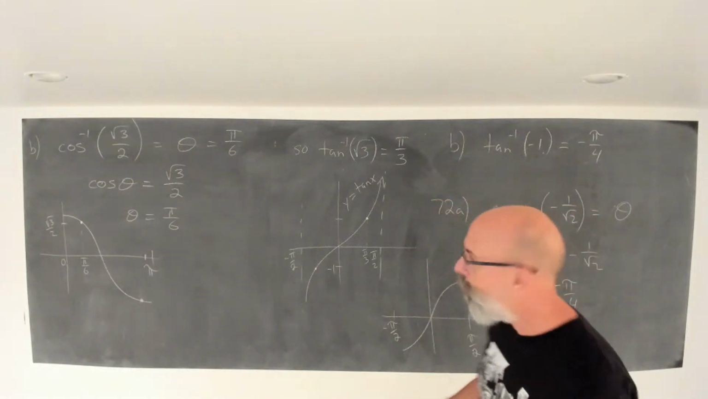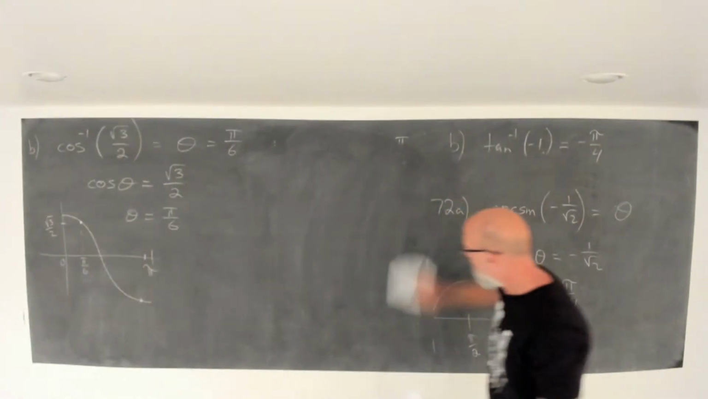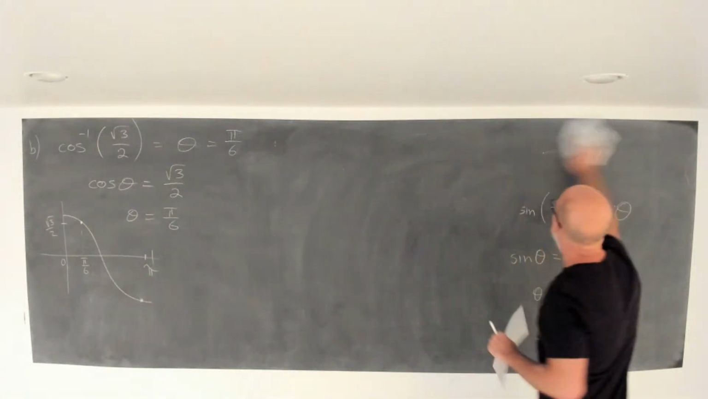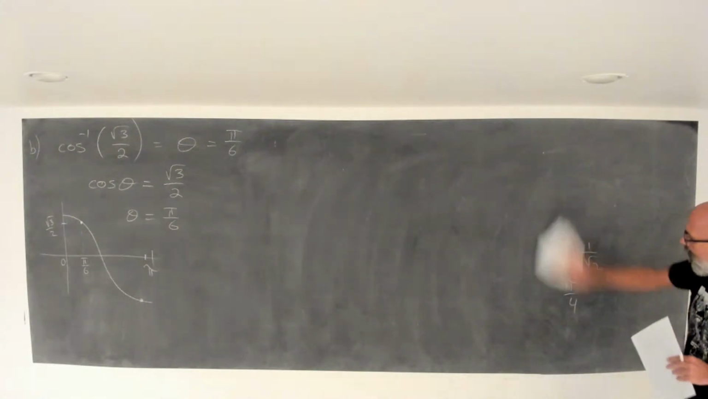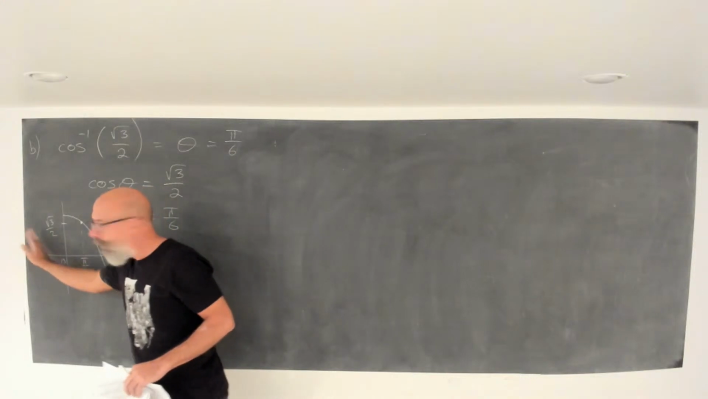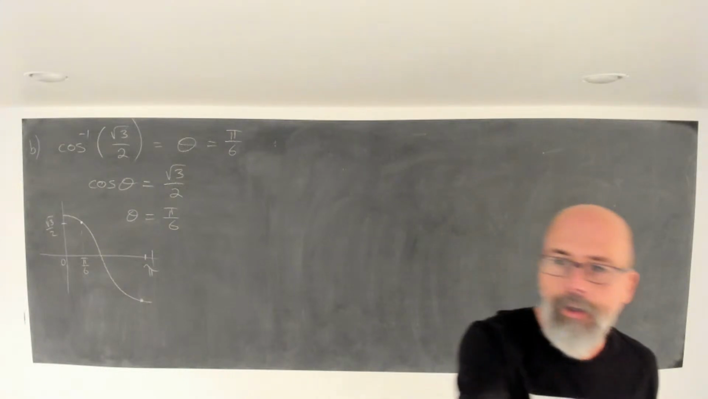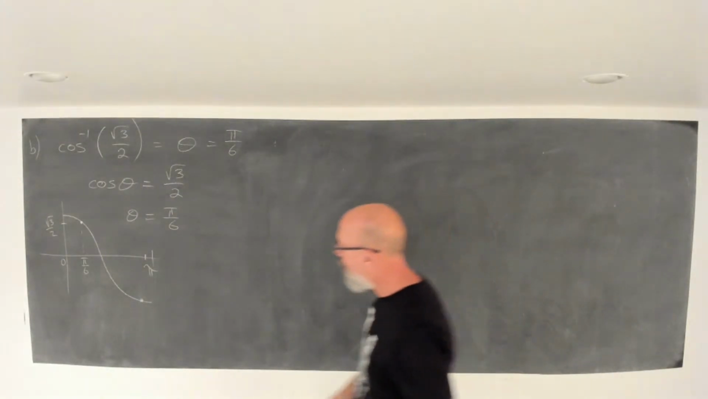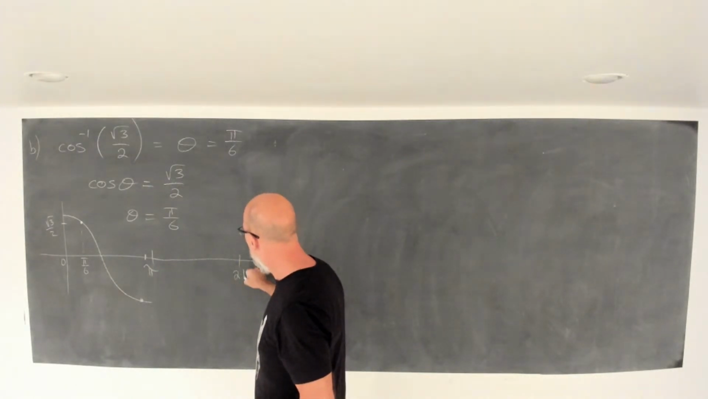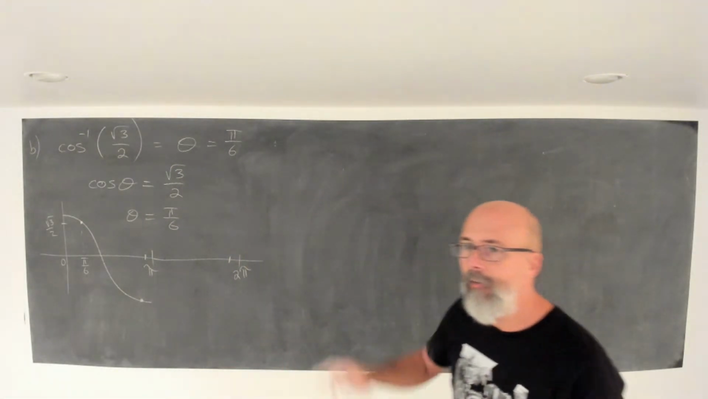Maria, I'm not sure what you're suggesting there. Maybe you meant negative pi over 6, Maria. But again, negative pi over 6 would have been on this side, outside of the domain. And Sean, same answer to you. 11 pi over 6 would be right here, very close to 2 pi, outside of the domain.